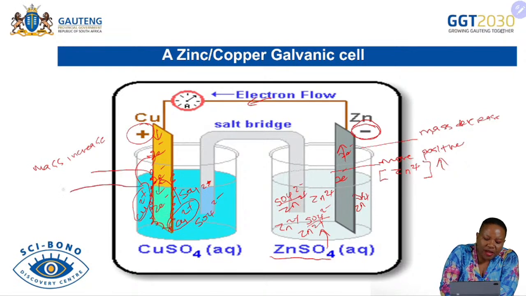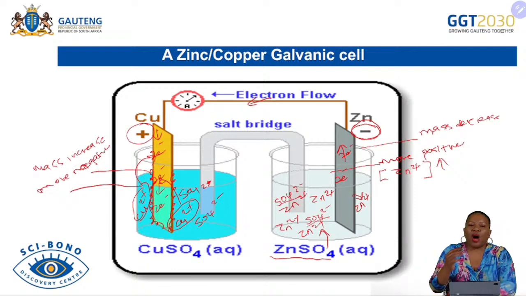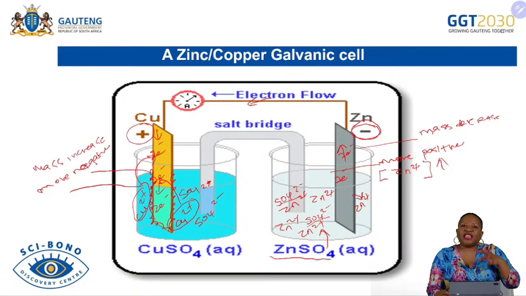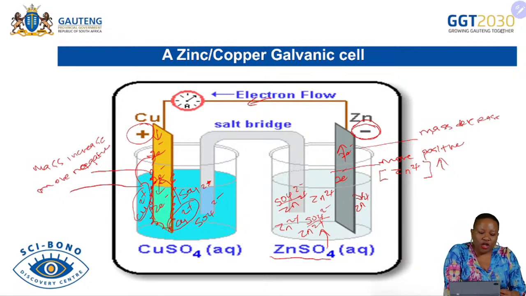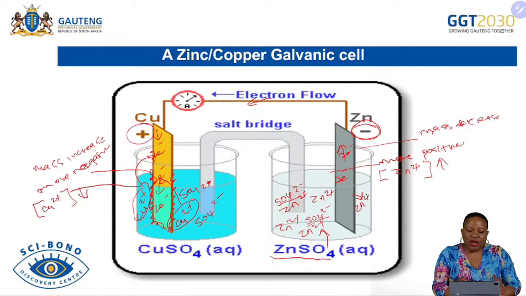And also, this side becomes more negative. Why? Because the copper ions are moving away from the solution, leaving the sulfate ions that are negative. So it means now the concentration of the Cu2 plus in the solution will start to decrease. So in this instance, we have two ions that are changing. One set of ions is being formed as product, the other ions are being used as reactants.